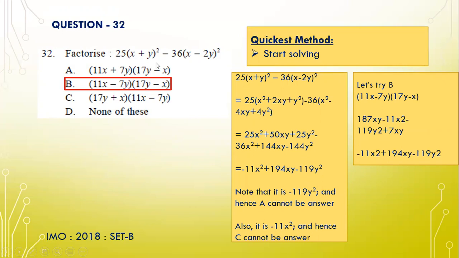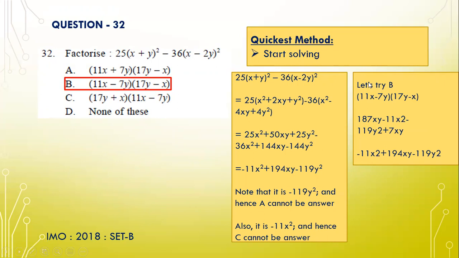So answer cannot be A. Is it? Answer cannot be A because it is plus 7y into 17y, so plus into plus 17 is positive. So it cannot be minus. So A is definitely not the answer. Also it is minus 11x square, isn't it? It is minus 11x square. And C also cannot be the answer because it is x into 11x, which will be positive 11x square. So C also cannot be the answer.